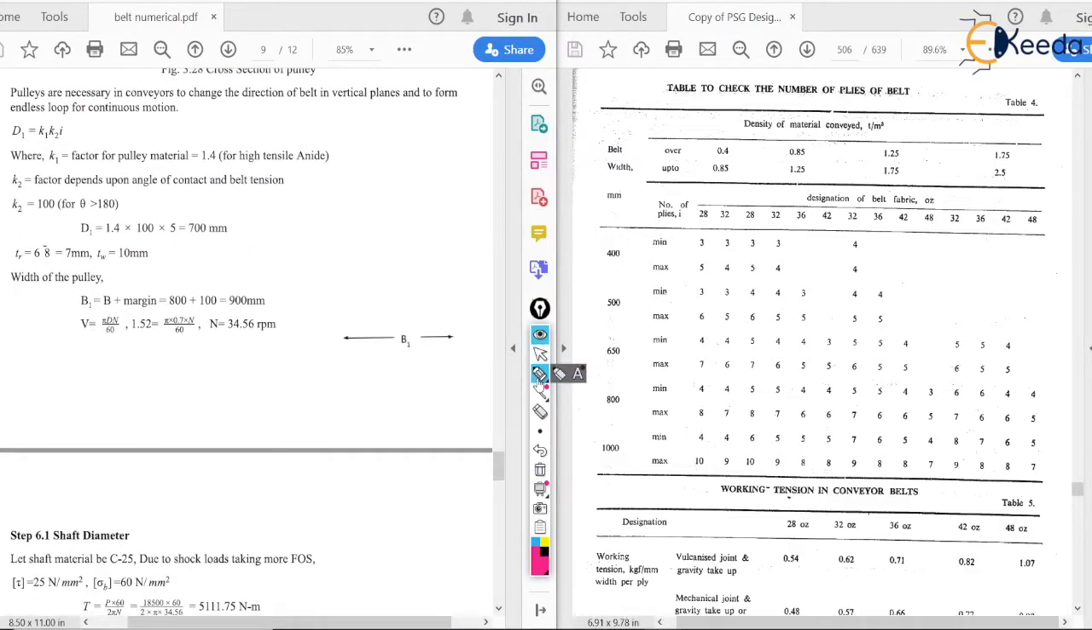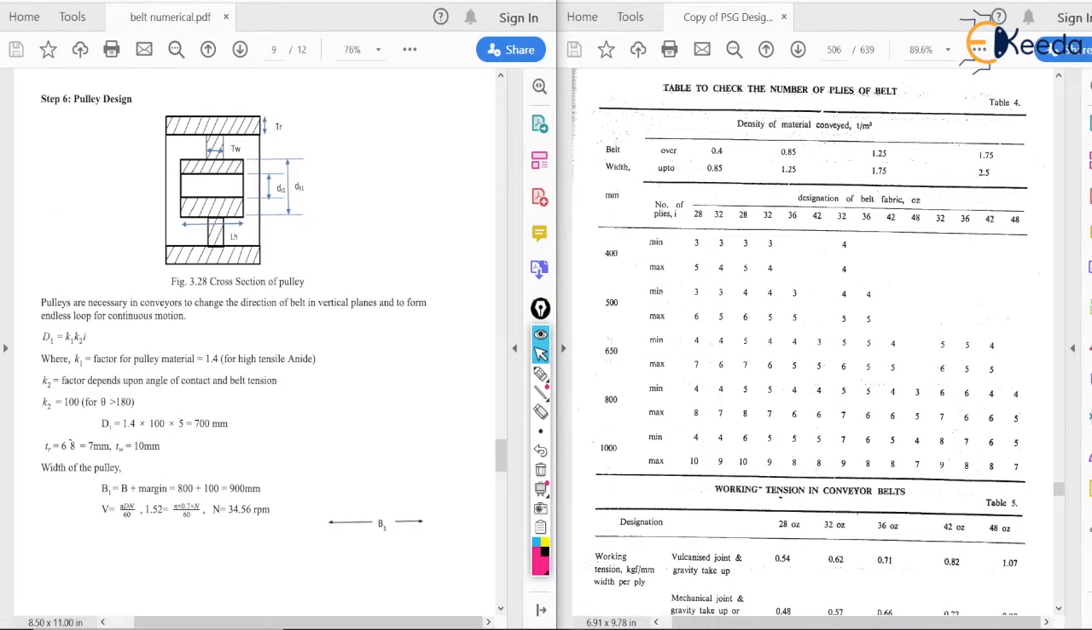Now next we have the tr value, which is equal to 6 to 8, that is 7 millimeter, and tw is 10 mm. So these are the two values we have taken. Here you can see the tr value and this is the tw value, the width and radius, the thickness radius. So these two values we have assumed: tr we have assumed 7 and tw we have taken 10 millimeter.